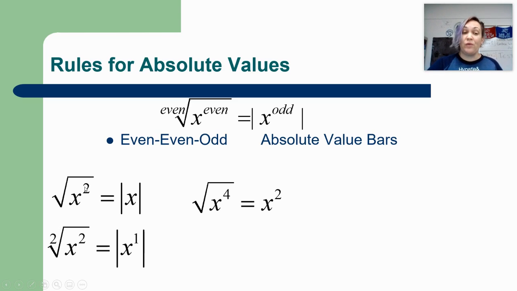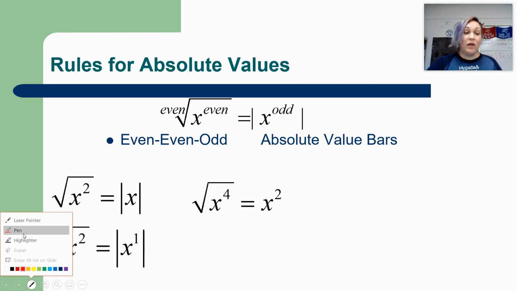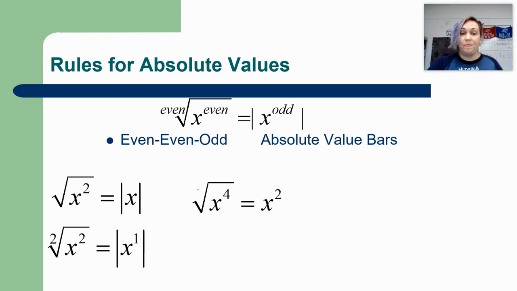Here's an example where we would not need to use the absolute value bars. So let's talk about why this one doesn't need it. We can draw in our invisible index, which is a 2. And so on this problem, I have an even index, an even exponent, but an even answer. So since my answer is not odd, I don't need absolute value bars on this one.